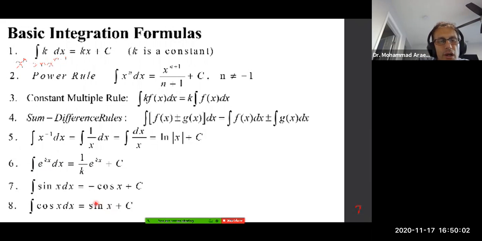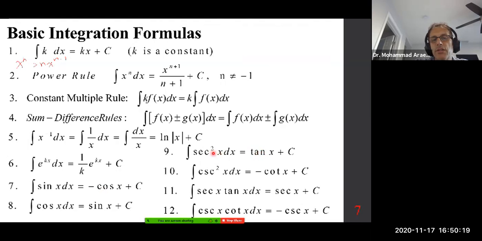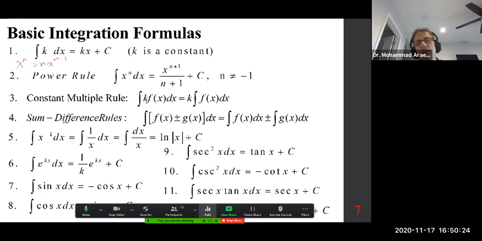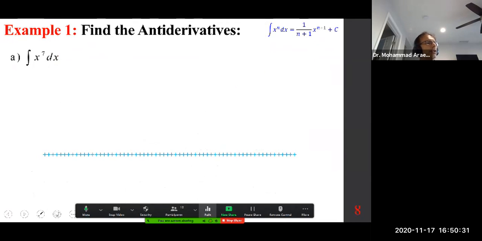The derivative of sine is cosine, so the integral of cosine is sine. The derivative of cosine is negative sine, and the integral of sine becomes minus cosine. Moreover, the derivative of tangent is secant squared, so the integral of secant squared is tan x, and the rest of them follow. And there's more coming up we will look at. So those are some differentiation formulas. We will look at each and every one of them more carefully in a moment.